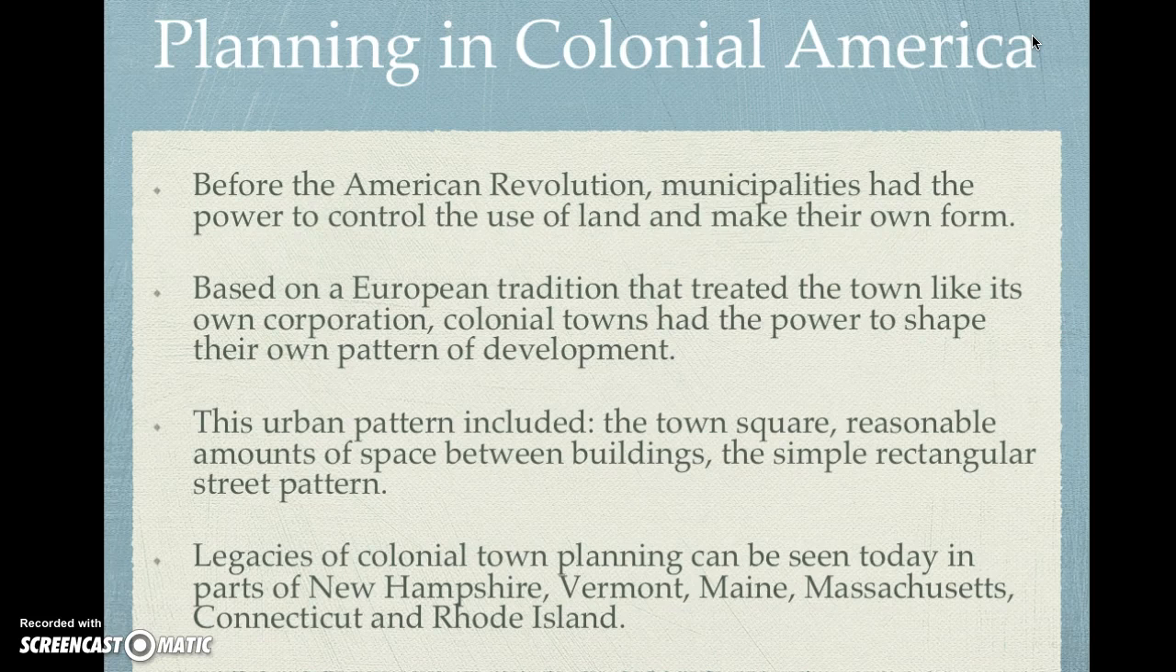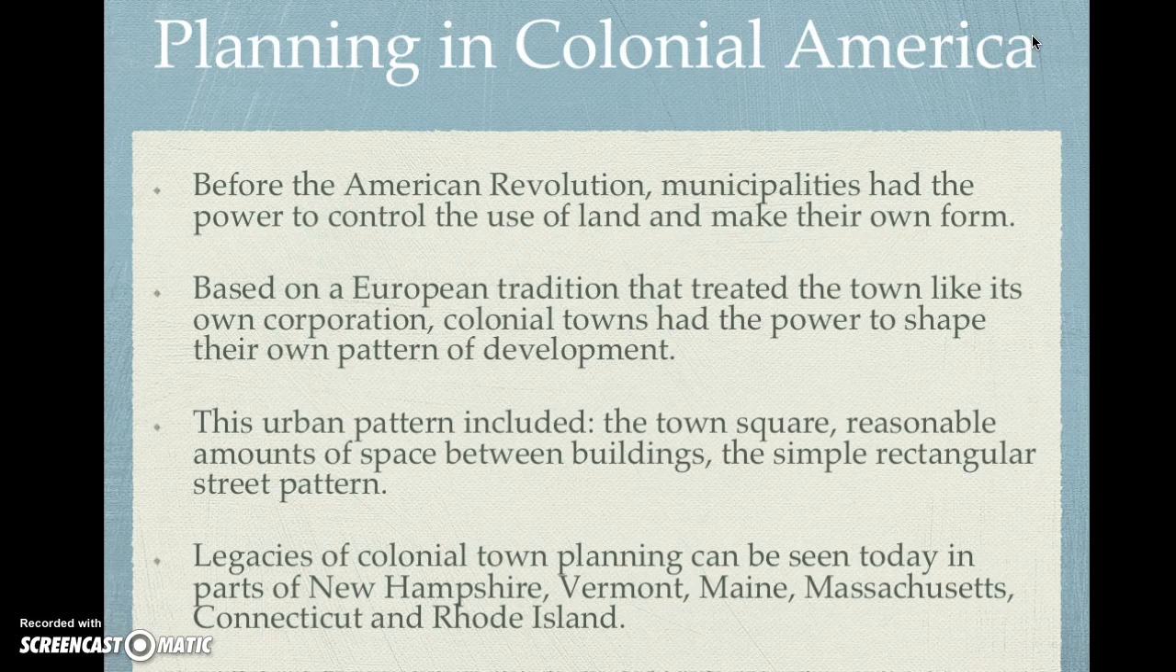It was like these royal decrees that would say one person is allowed to make all the decisions for how the town should be developed. And when I talk about shaping development, the form, the pattern, this urban pattern included things like a town square. You had reasonable amounts of space in between buildings, and it was like this simple rectangular grid street pattern. Those were some of the characteristics of this kind of urban pattern in colonial towns.